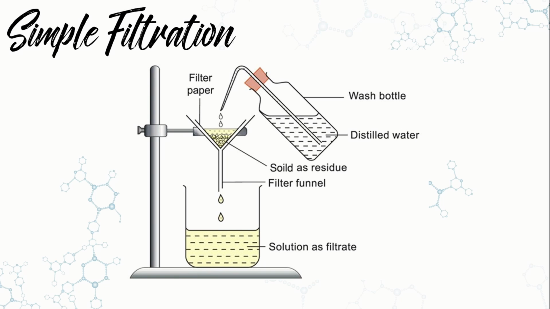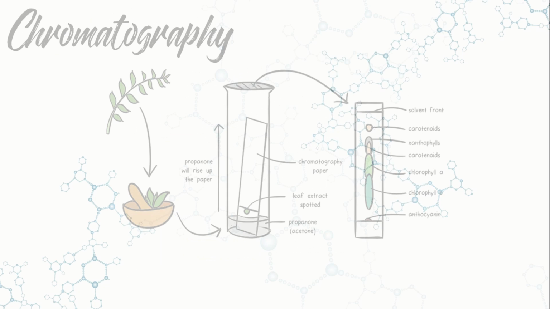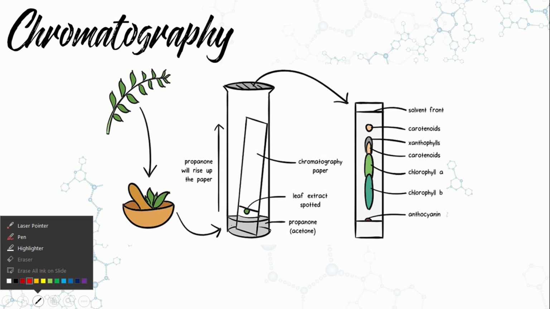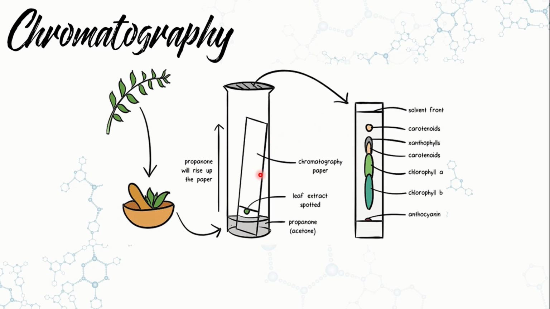You call those solids as residue and the filtered solution as filtrate. The next method of separation is chromatography. Chromatography is the general name applied to a series of methods that use a system with two phases or states of matter, a mobile phase and a stationary phase. The stationary phase is a solid, such as in this example the filter paper, and the mobile phase is either a liquid or a gas. And in this example, it is in liquid form, which is acetone.